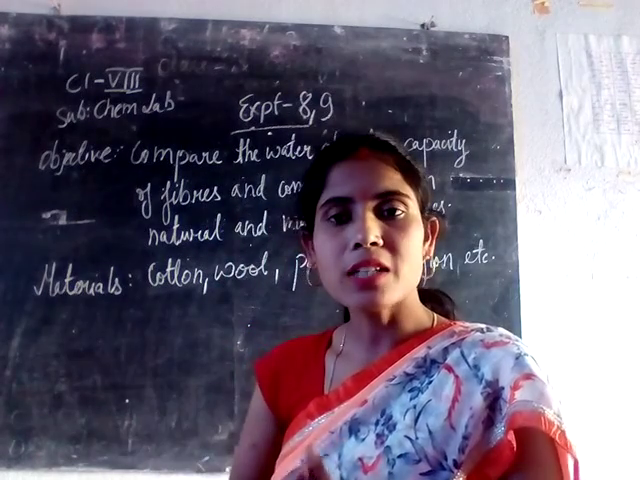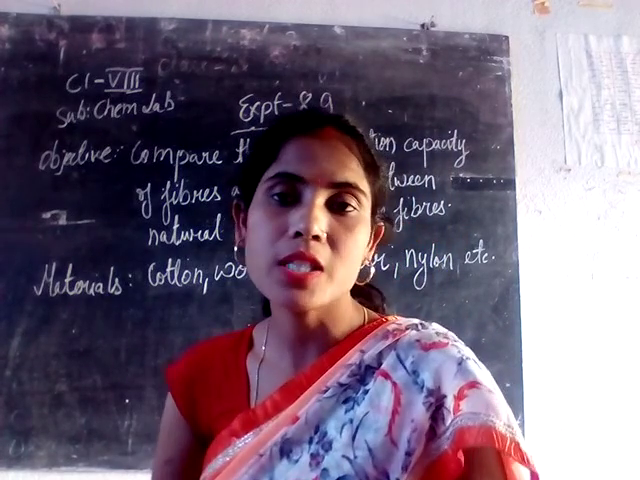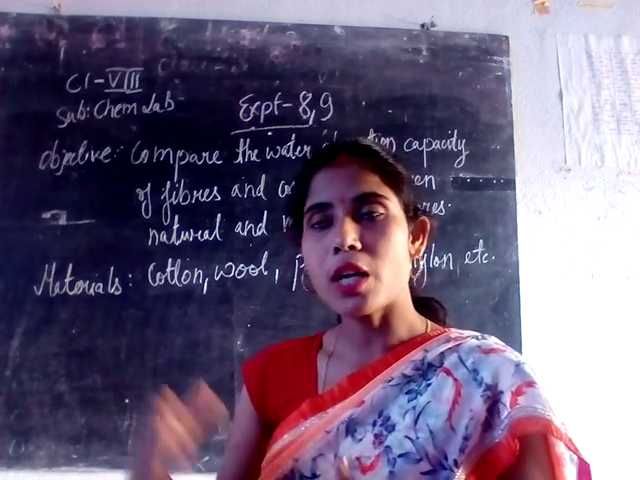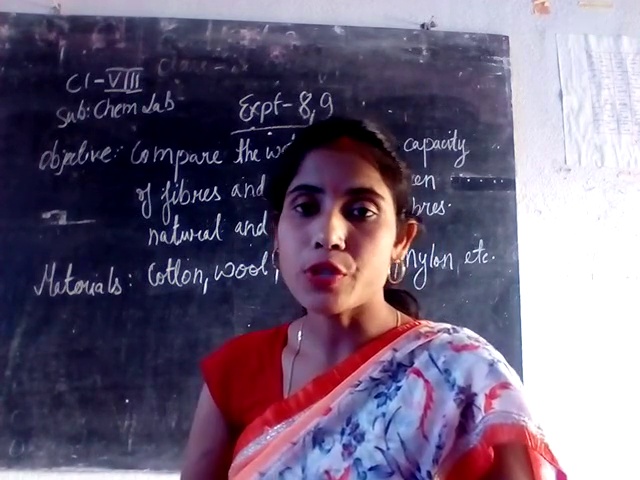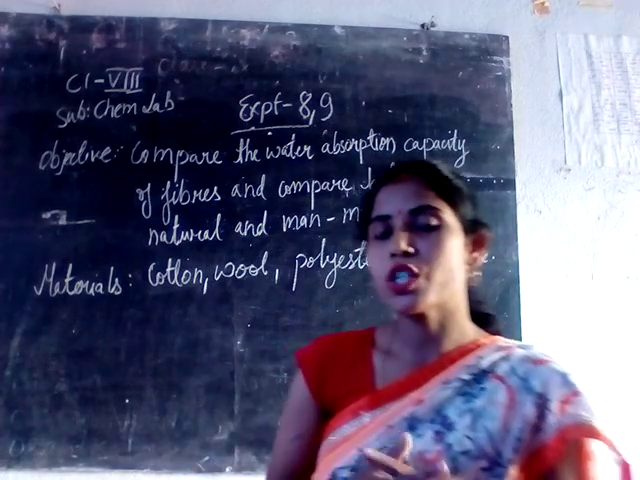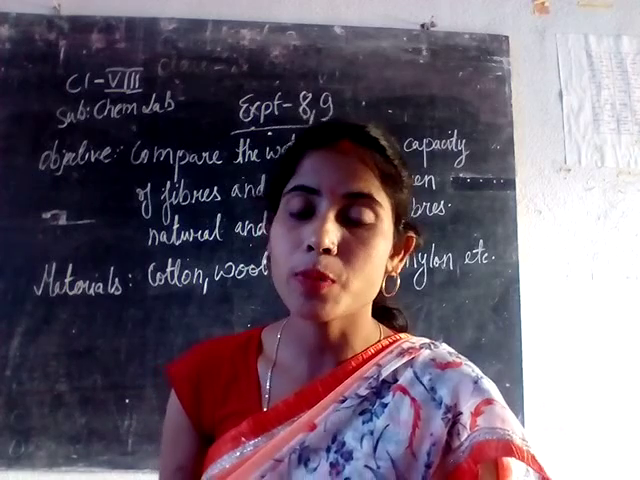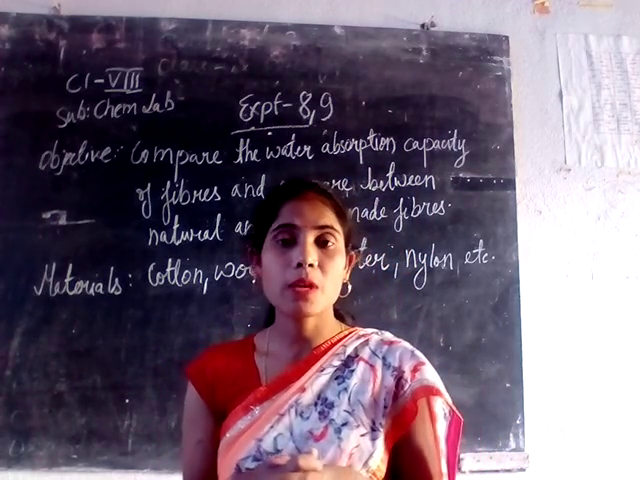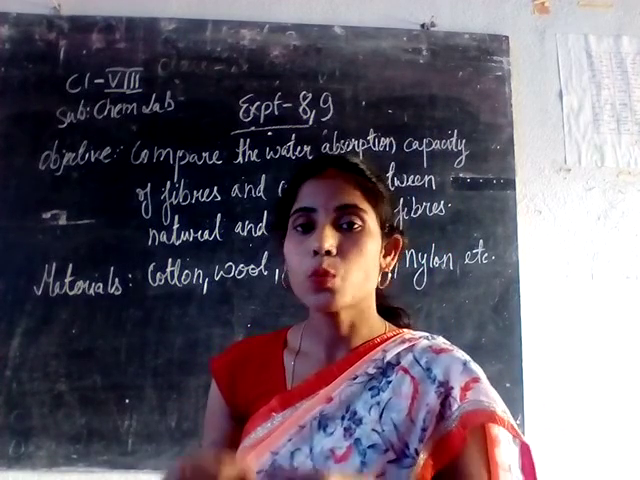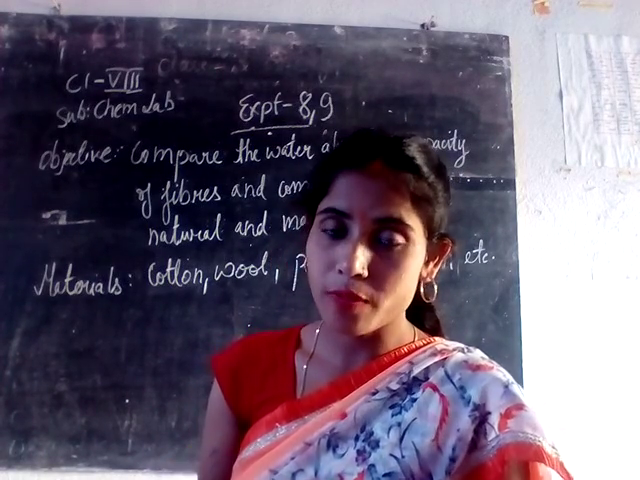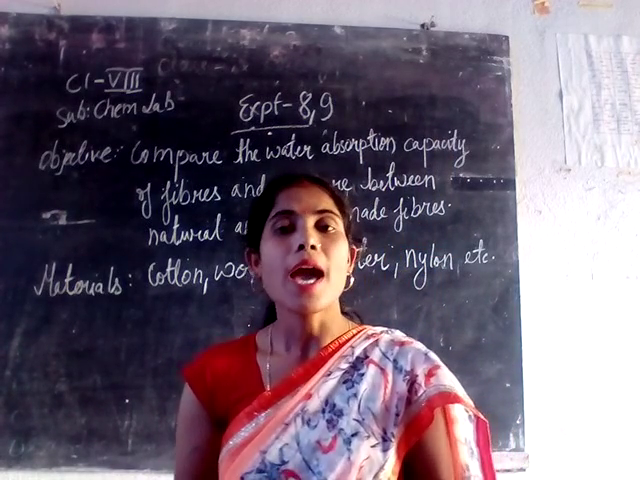So before beginning with the activity, let me tell you what they mean. The fibers obtained from plants and animals are called natural fibers, and the synthetic fibers are the man-made fibers, or you can say the artificial fibers. Examples of plant fibers are cotton and jute. The fibers obtained from animal sources are wool from goat and camel, like woolen clothes, and silk from the silkworm.